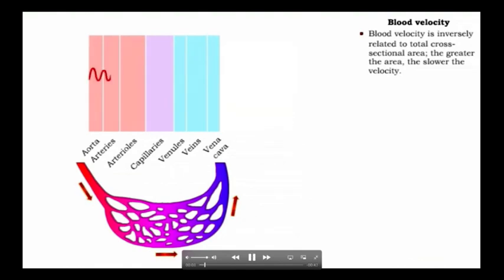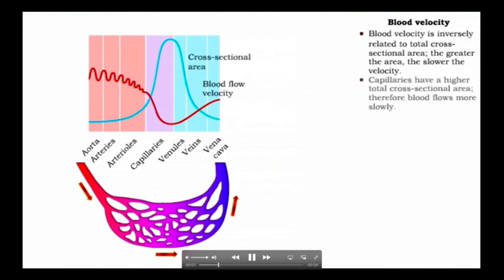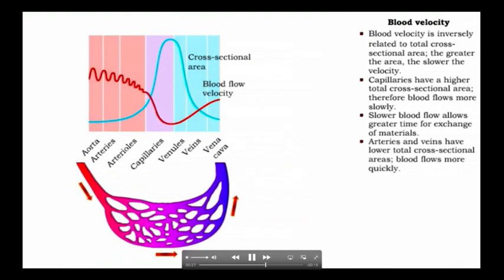Blood moves through vessels at a rate that is inversely related to total cross-sectional area. For example, capillaries, when all of them are added together, have a higher cross-sectional area than arteries and veins. Therefore, blood flows more slowly through capillaries. Slower blood velocity in the capillaries allows more time for the exchange of materials. Arteries and veins have lower total cross-sectional areas, so blood velocity is greater. Blood velocity slows as blood travels away from the heart and increases as blood leaves capillaries and returns to the heart.